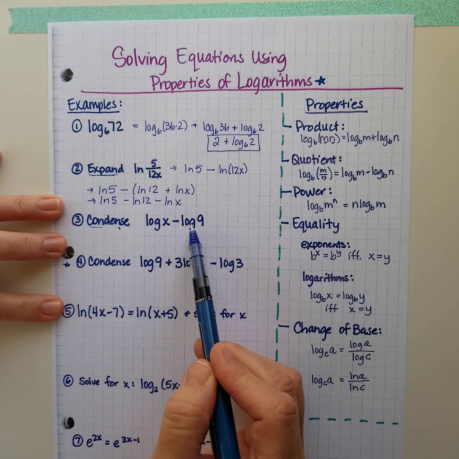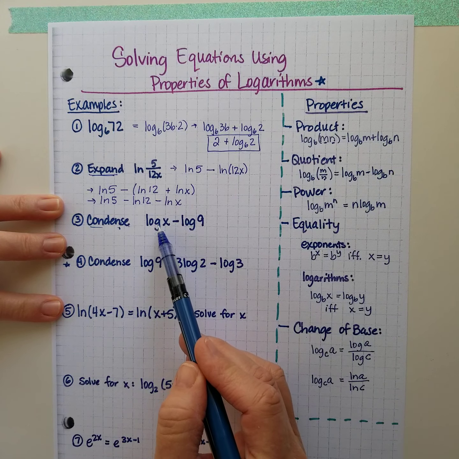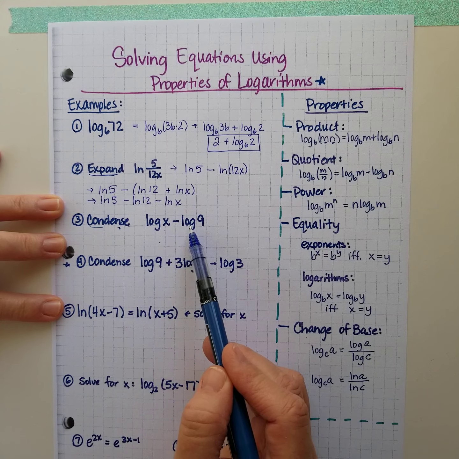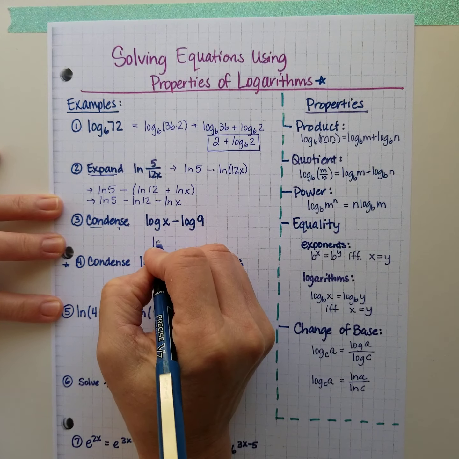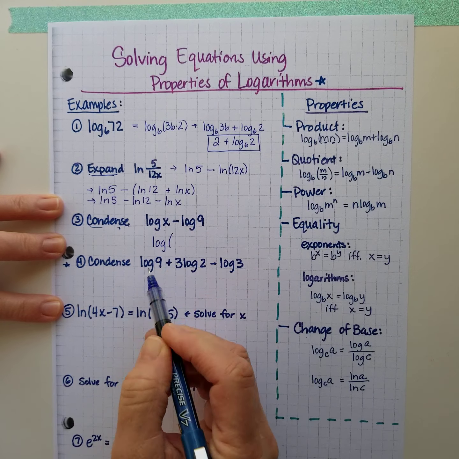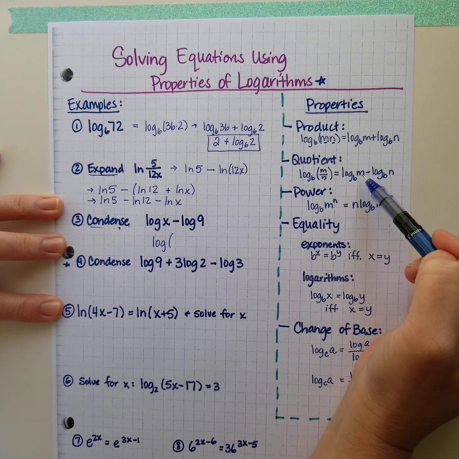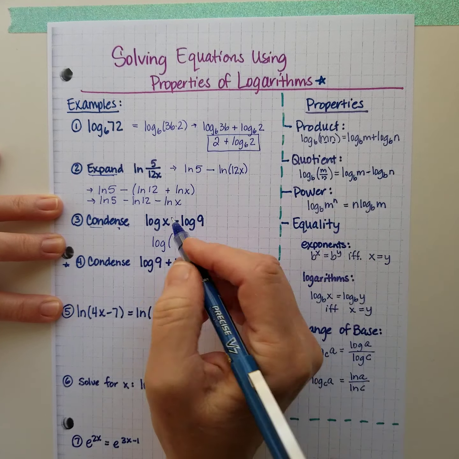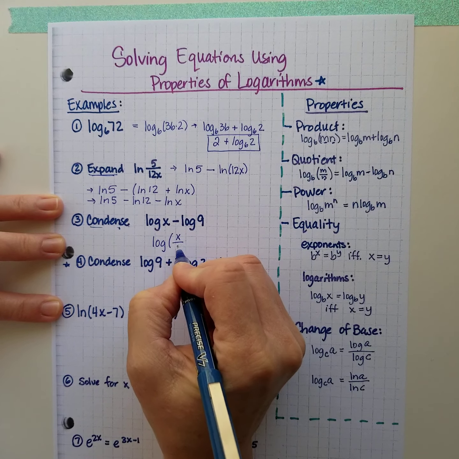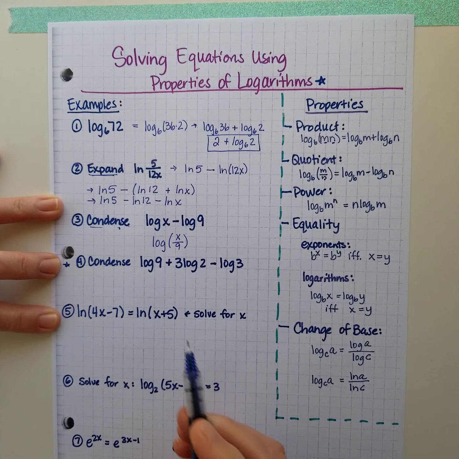Let's practice this going backwards. We have log base 10. This is common log. Log x minus log 9. That's going to combine to the log of, so we're going backwards. We have m minus n. So we have x minus 9, so it's going to be x over 9, like m over n. X over 9. And that's it.